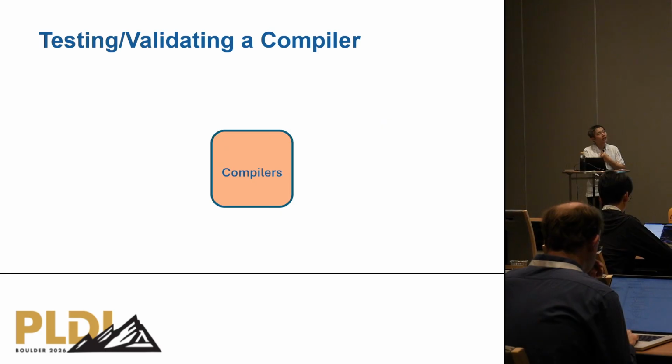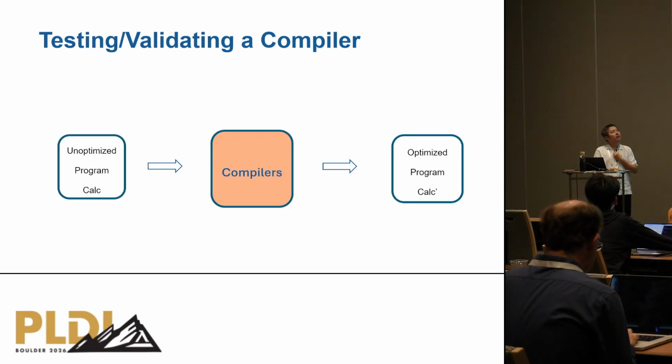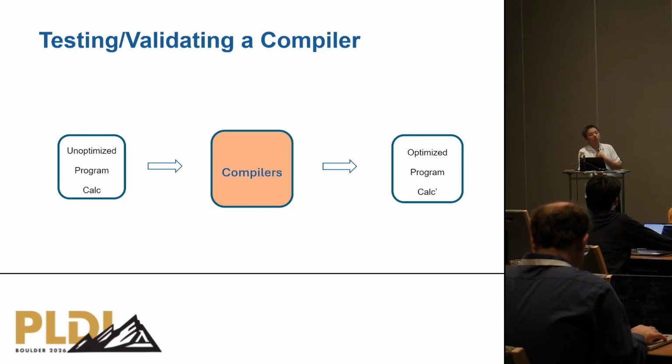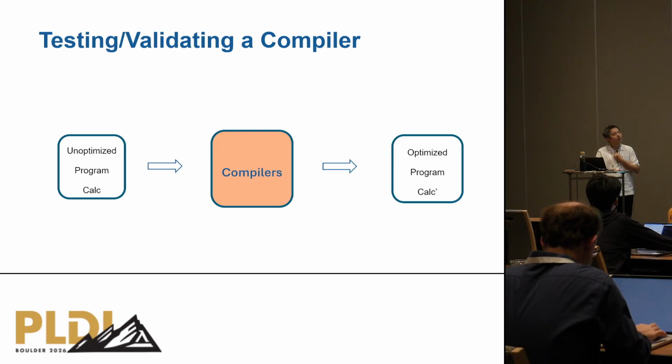Okay, now let's put everything together. Our goal is to validate the correctness of the compiler, and to achieve that, we need to get some input program. In this case, it's a calculator, and we have obtained the optimized calculator, calculator prime, and we want to show that the two programs preserve certain properties.